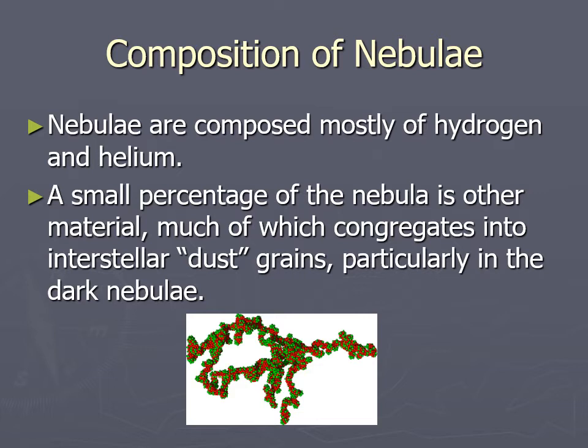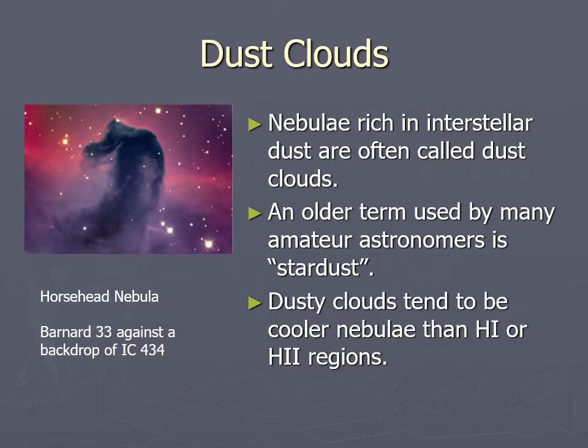And so the molecules don't actually want to stick to each other very easily. What happens is that with a warm nebula, they don't stick together, but with a cool nebula, they will stick. And so often the dark nebulae are cooler, and that's where you get a lot of interstellar dust. Okay, in fact, we call them dust clouds. And many of the dust clouds tend to be cooler than the H I or the H II regions.